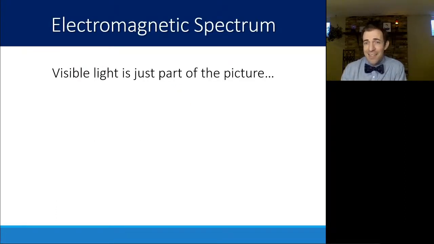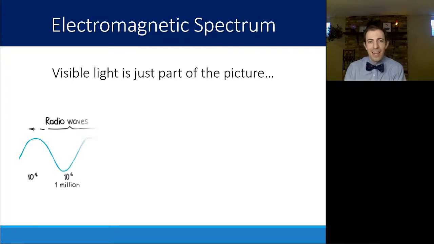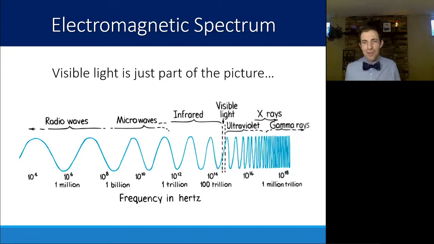And this idea of light is just one part of a larger picture. This is the electromagnetic spectrum. Notice how visible light is just one tiny aspect of this. We have also radio waves, microwaves, infrared, ultraviolet, X-rays, and gamma rays that are also part of that spectrum.